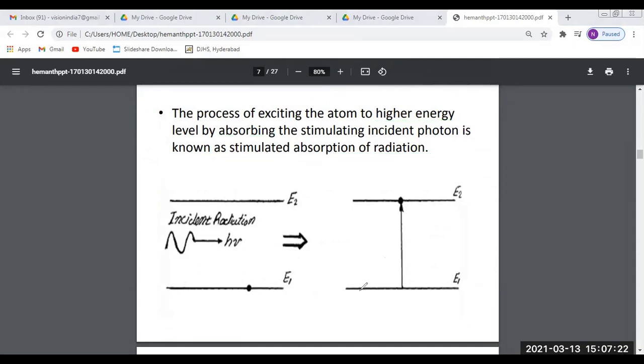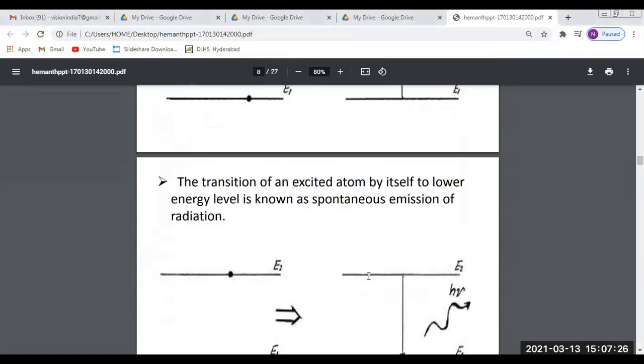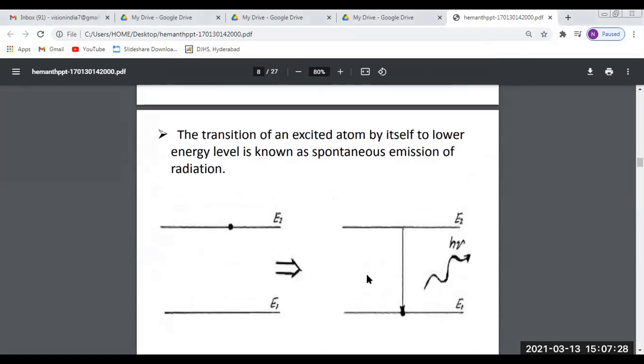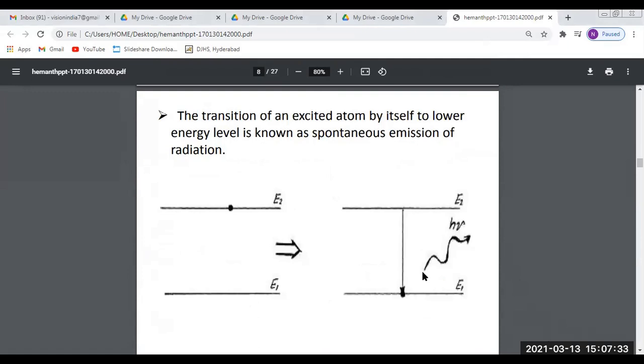When you go to the next one, what we discuss in the next slide is that since the atom is in the excited state, now the atom will try to come back to its original state, that is the ground state, so it will emit the radiation without any external source. And with this type of emission of the radiation, we say that is spontaneous emission.